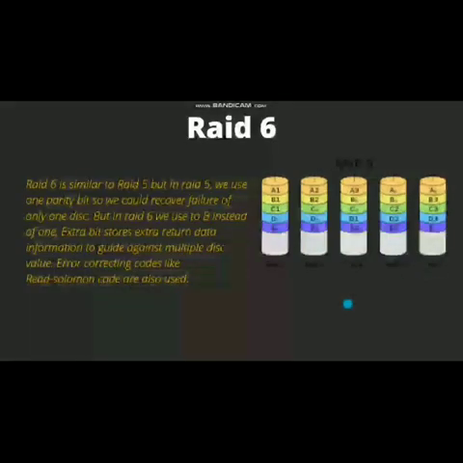RAID 6 is similar to RAID 5, but in RAID 5 we store only one parity block, so we can recover from the failure of only one disk. But in RAID 6 we use 2 parity blocks instead of 1. The extra parity stores extra information to guard against multiple disk failures. Error correcting codes like Reed-Solomon code are also used.